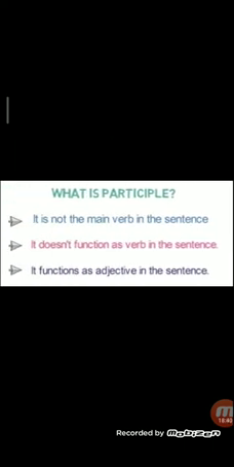Now, the participle. What is a participle? It acts as ing, but it acts as an adjective. That is a describing verb. It is not the main verb in the sentence. It does not function as a verb. It functions as an adjective. Right? Now let's see what it is. How are participles adjectives?